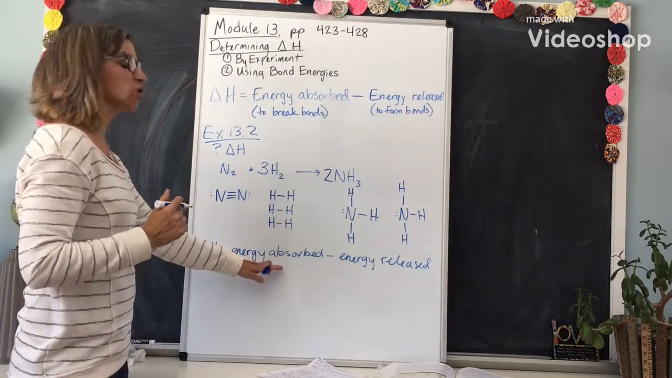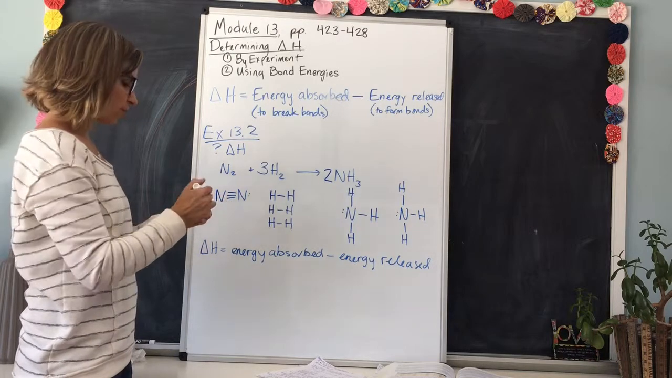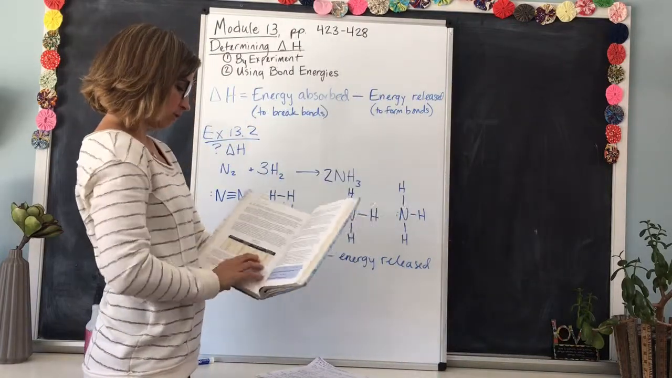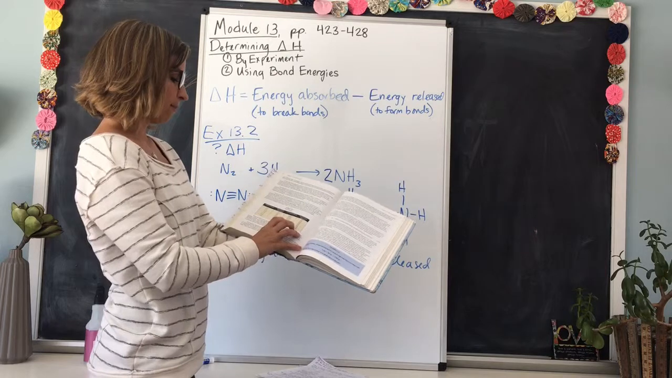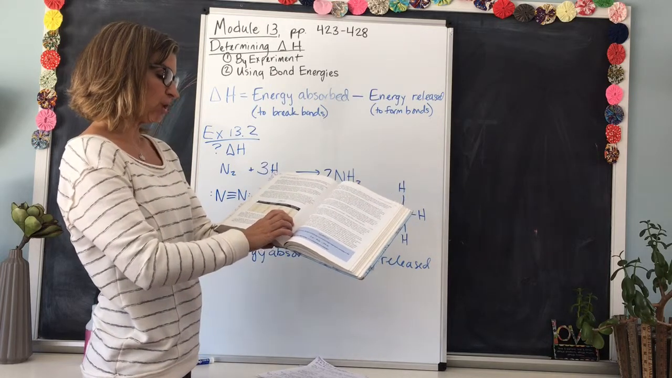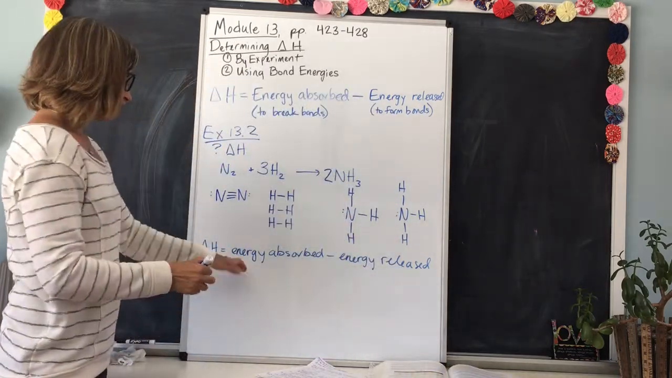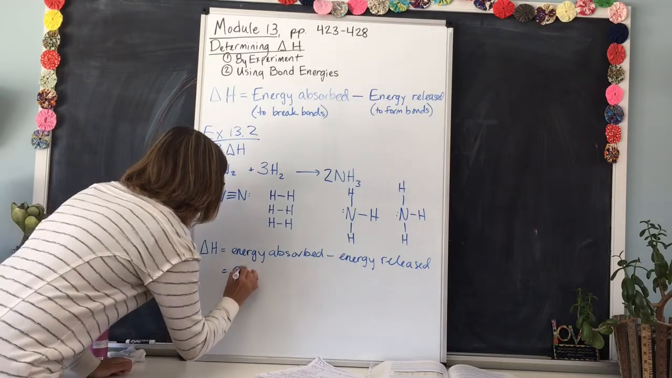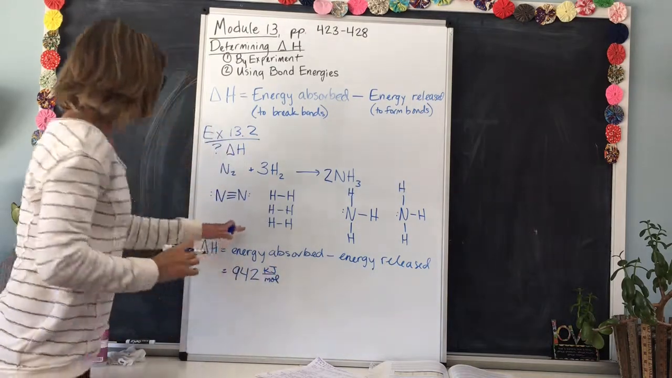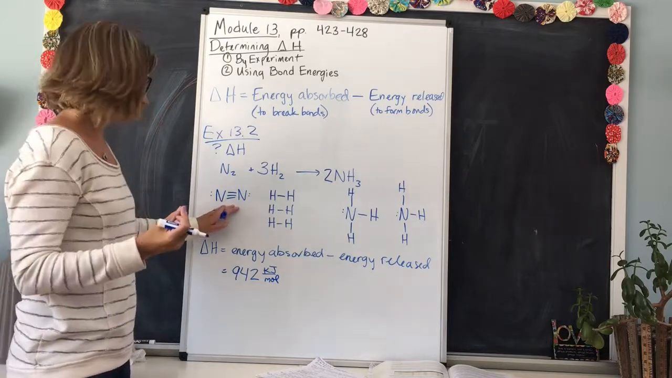The reactants are absorbing energy. So we have a nitrogen to nitrogen triple bond here. We look on table 13.1 and you will see a nitrogen-nitrogen chemical bond, and it tells you that the bond energy is 942 kilojoules per mole. So we're going to write that down under energy absorbed, 942 kilojoules per mole. That is the amount of energy needed to be absorbed to break this nitrogen bond.